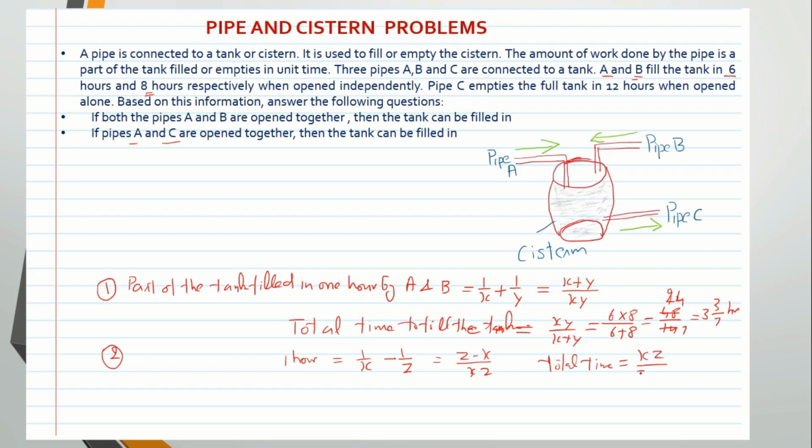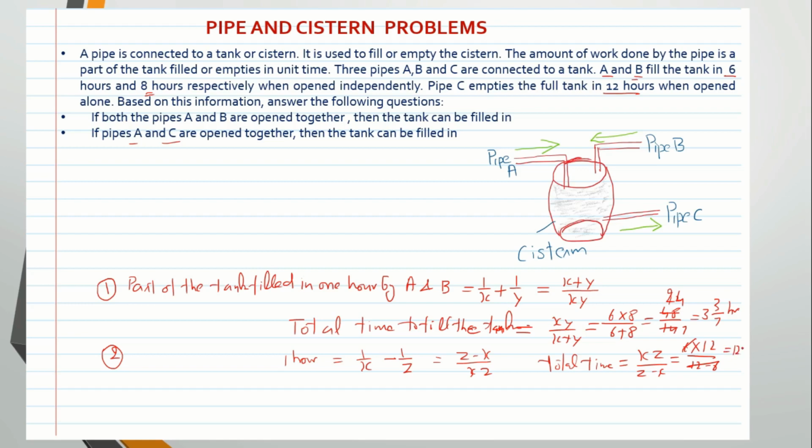So you know x here is 6 and z in this case is 12, as you check it out here. So we are getting 6 into 12 upon 12 minus 6. So the answer comes out to be directly 12 hours, right?